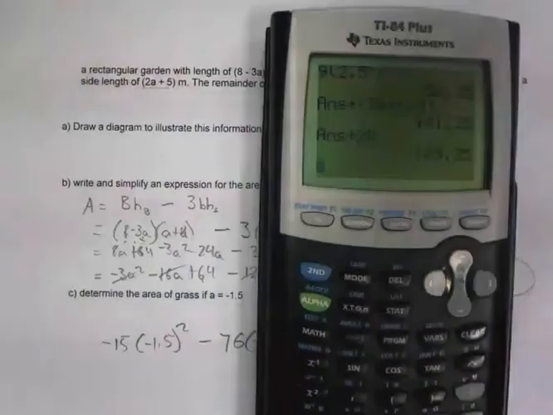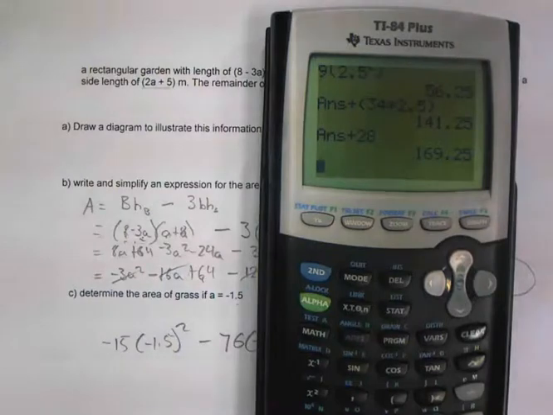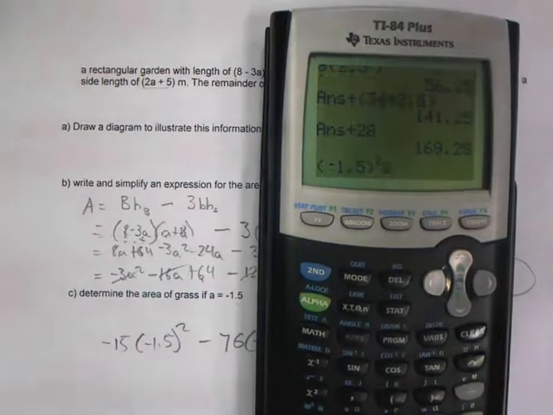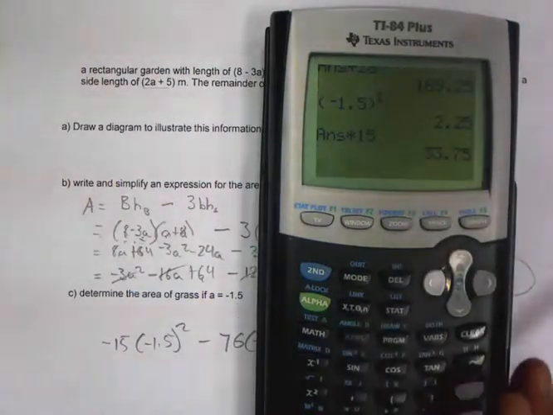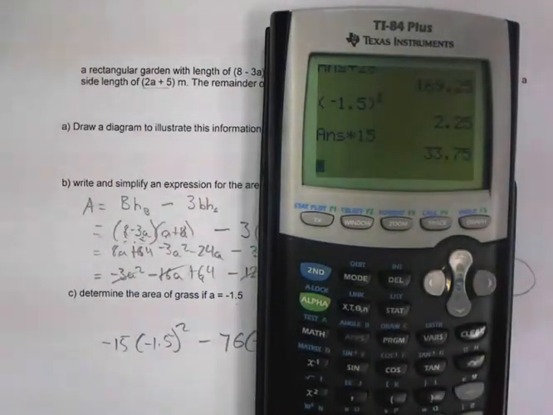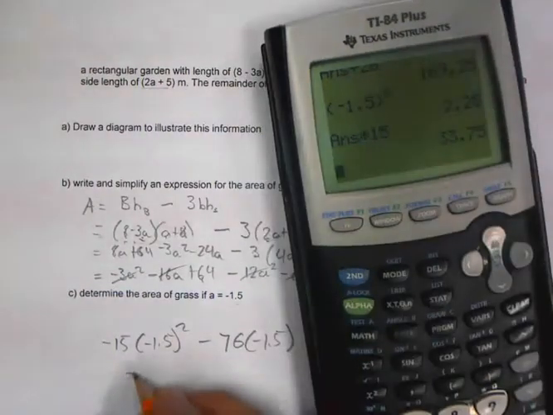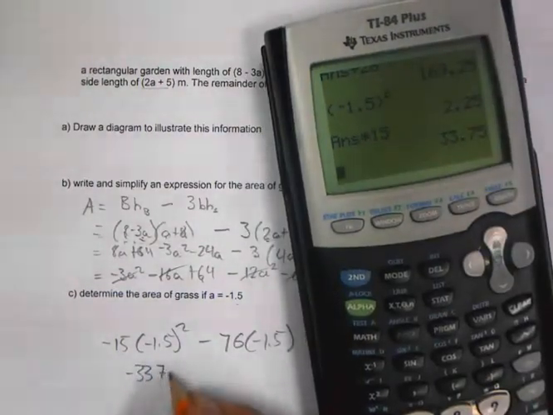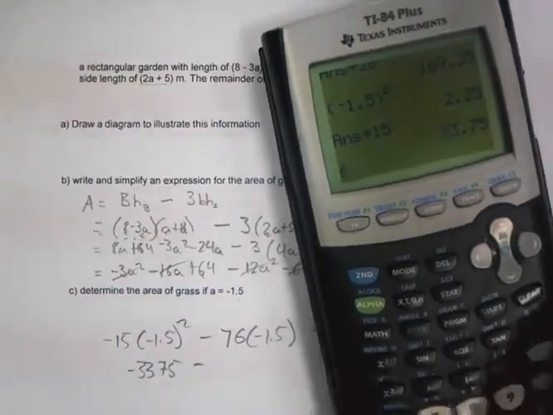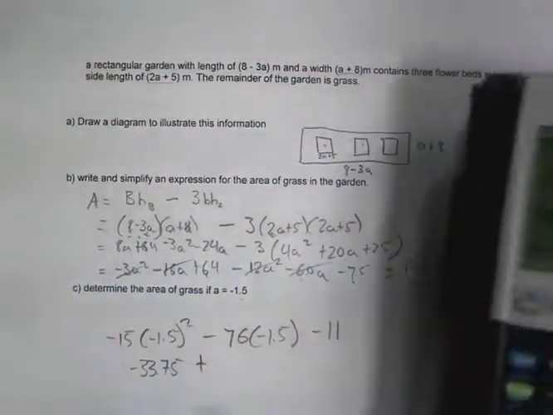Punch that into my trusty calculator. So I'm going to have negative, bracket, negative 1.5, and I want to square that. That's going to give me 2.25 times 15, and that's going to be negative, so that's negative 33.75. Now I want to subtract, but this will be adding instead because of the negative times the negative.